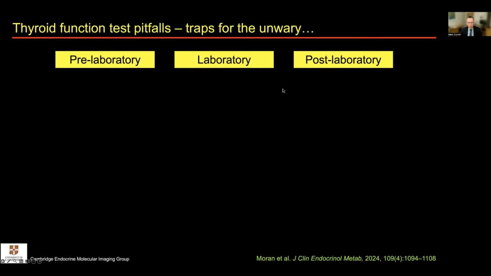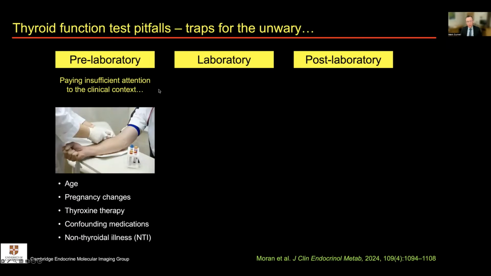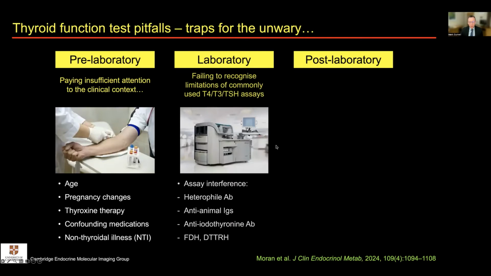When I'm thinking about thyroid function test anomalies, I like to consider them under three major categories. Conditions which arise as a consequence of pre-laboratory factors, typically because we as the clinicians have paid insufficient attention to the clinical context. Maybe we haven't thought about the potential variants in TFTs that we might see with age or in the context of pregnancy, or the effects of compounding medications or non-thyroidal illness, or even in patients on thyroxine replacement. There's a whole multitude of issues that we will see shortly that can cause problems with how we determine and measure free thyroid hormone and TSH levels.